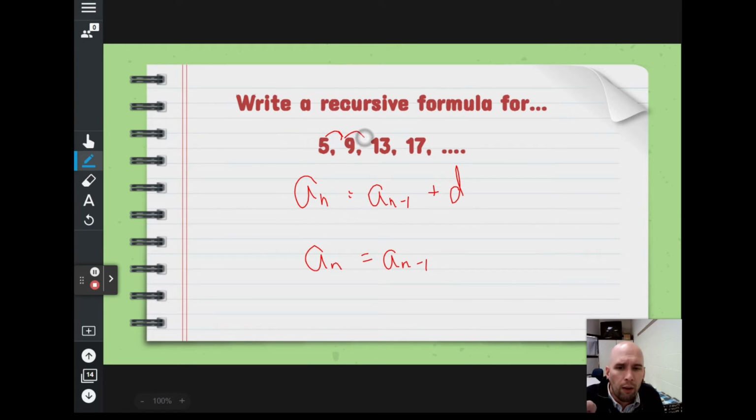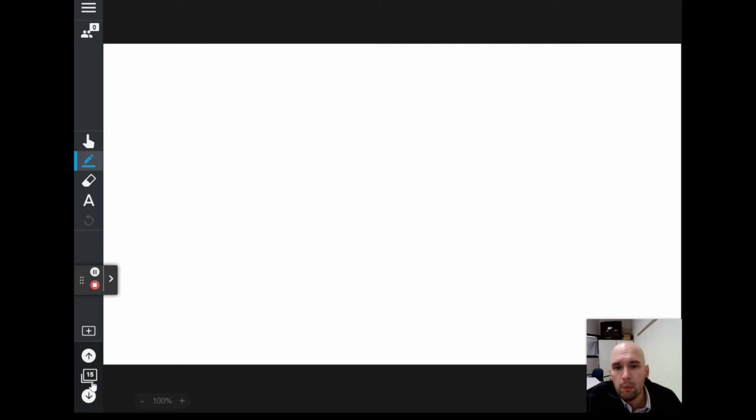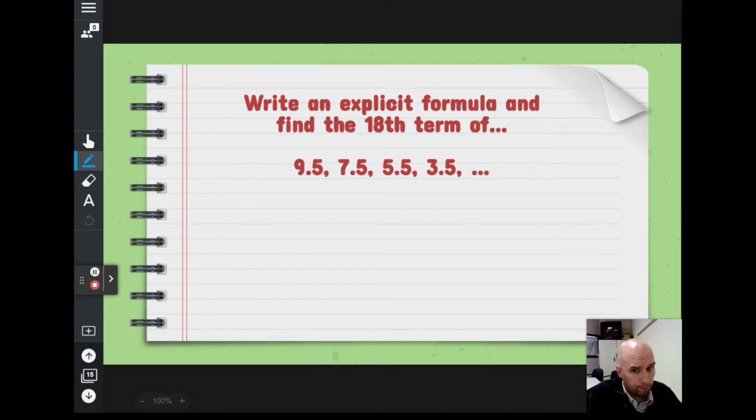Now, the way I get from one number to the next each and every time is I add 4. So my common difference is positive 4, which means I add 4. That's it. That's my formula. Seems like it should be a little bit more complicated, but it's not. Okay, so that's it. Now, in this one, I have to write out the explicit formula.